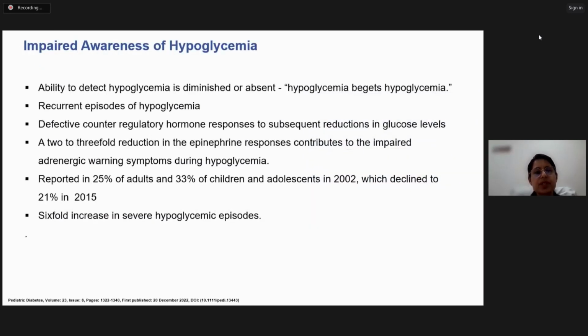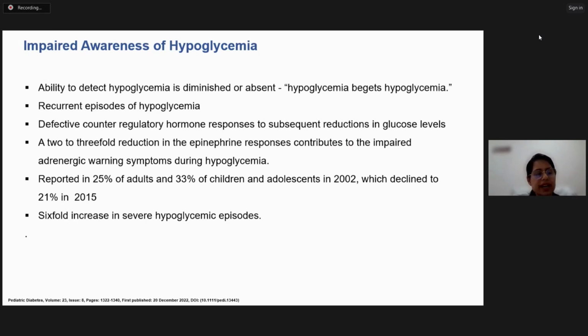Now, the other factor associated with hypoglycemia, which is very important to discuss, is impaired awareness of hypoglycemia. This is the inability to detect hypoglycemia when it happens. Repeated or recurrent episodes of hypoglycemia create a situation wherein our body becomes comfortable with that range, and people are not able to detect hypoglycemia at an early stage. This happens because of a defective counter-regulatory hormone response to subsequent reductions in blood glucose levels.